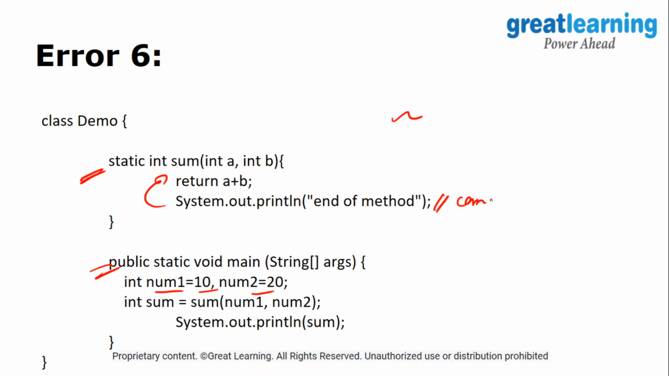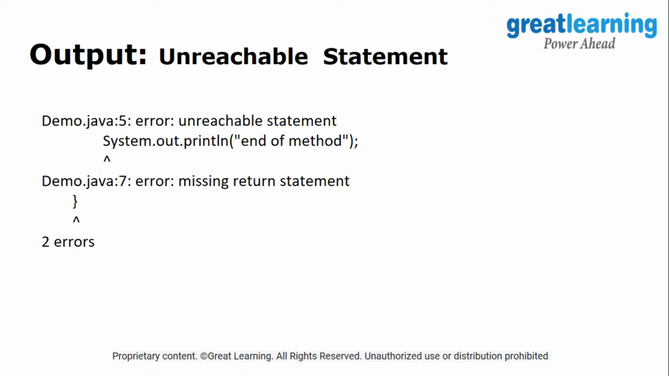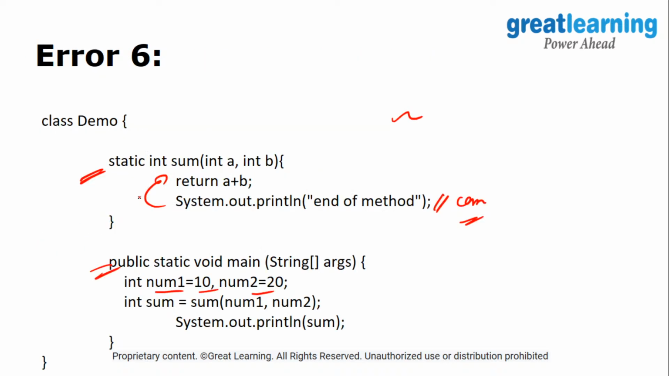Can we execute this statement ever? This statement cannot be reached, okay? There is no point that this println end of method is there and you can print it. No, absolutely not. This is what is an error. It says unreachable statement. That means this system.out.println end of method can never be reached, okay? And obviously then it says at line number 7 you have to return something, okay?